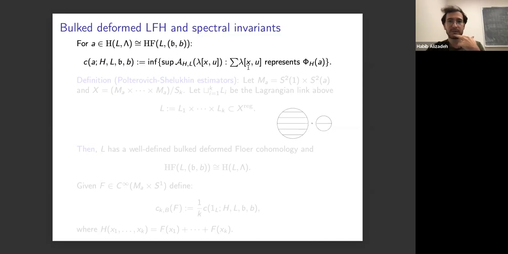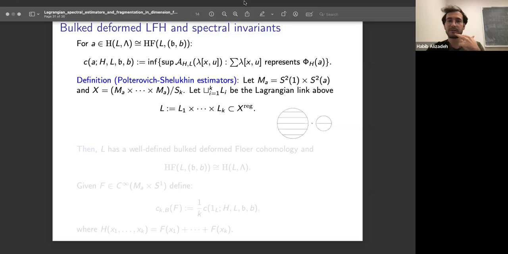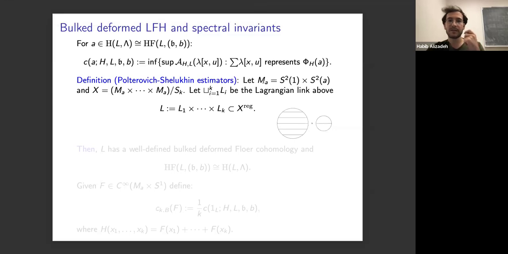But now, how are the spectral invariants defined? We go back to our favorite manifold in this talk, the product of spheres. Then you take the kth fold product of this M A. So you multiply M A by itself k times, and then you divide it by the symmetric group that is acting, the group of permutations of k elements. And then this quotient is not going to be a symplectic manifold, but it's going to be a symplectic orbifold. It's going to have some singularities.